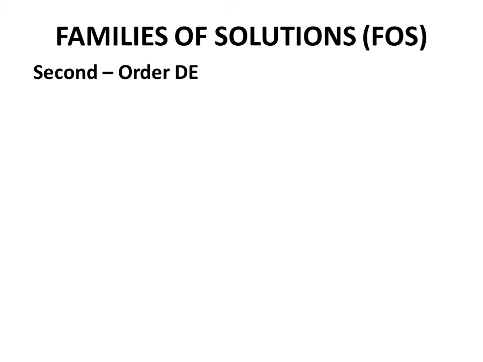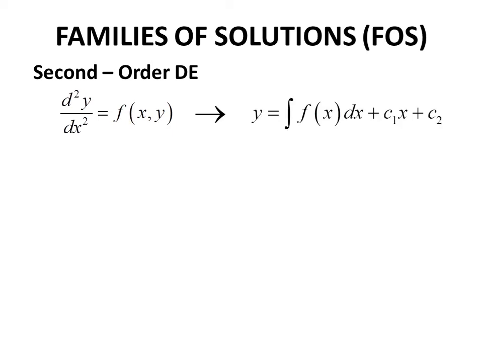Now, let's say we are given the second order differential equation d squared y over dx squared is equal to f of x comma y. So we have here the second derivative of y with respect to x, that is equal to some function f in terms of x and y. Without showing the derivation or integration, we have the solution y is equal to the integral of f of x dx plus c1x plus c2.